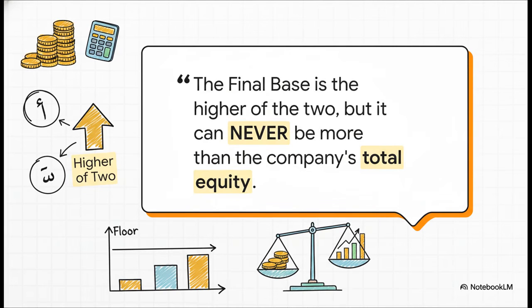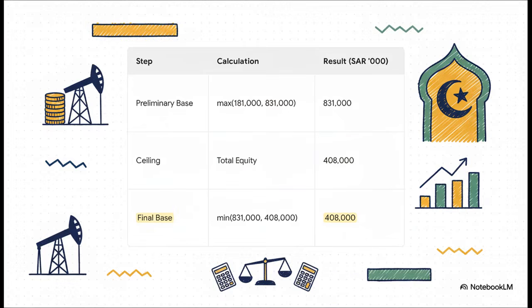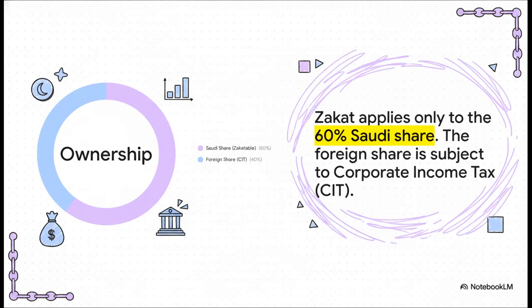belong to the owners. So when we apply this to ZATCA, we first take the higher of our two numbers, which is the 831 million. But we immediately compare that to the ceiling, the total equity, which is only 408 million. And since the base can't break through the ceiling, our final zakat base gets locked in at that lower number, 408 million.